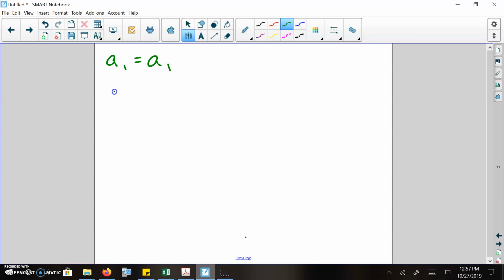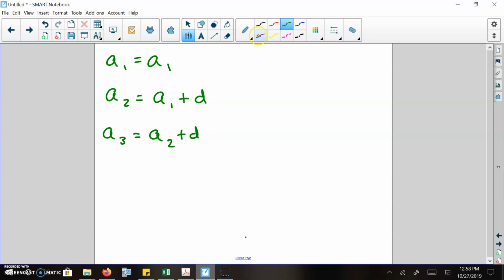How would I go and find a sub 2? Well, what I would do is go back to the previous term, which is a sub 1, and add that common difference, which we call d. Now, what about a sub 3? For a sub 3, I would go back to the previous term, which would be a sub 2, and once again add my common difference, which is d.